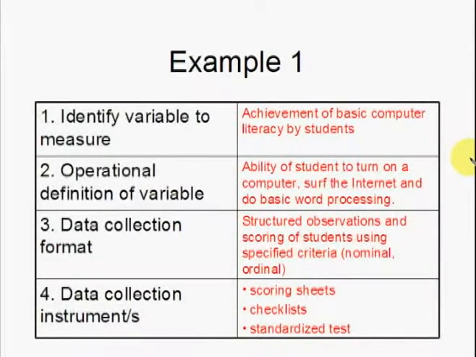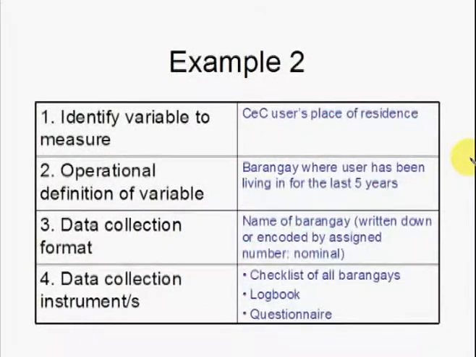You can come up with or develop scoring sheets. You can also come up with checklists, for example, that an observer can use. For example, there's a checklist that you will tick off specific areas that you will observe students doing, for example, surfing the internet or using basic word processing tools. And you can also look for standardized tests on computer literacy that other organizations or other educational institutions are already using. So let's go to another example.